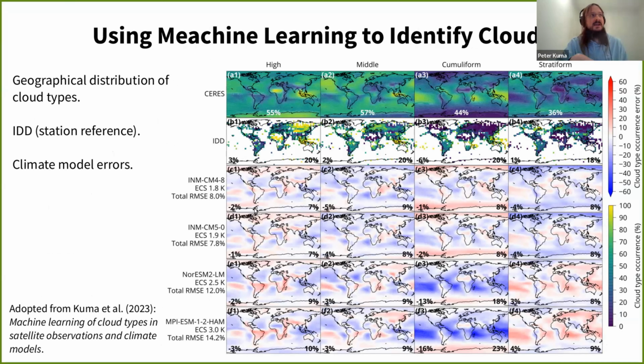But we can do the same on climate models. So we had maybe 20 climate models, and for each we could do the same thing and see what the error is in each model in terms of the different cloud types.